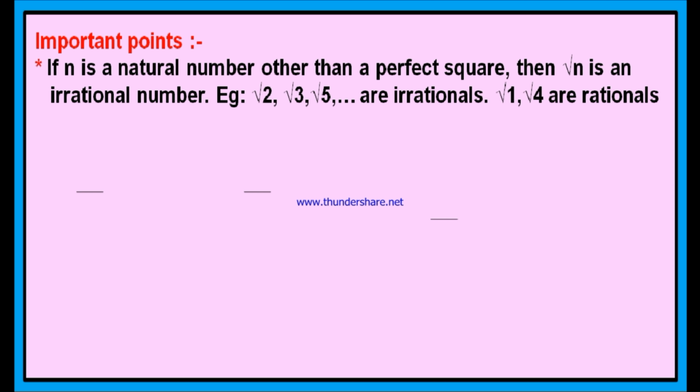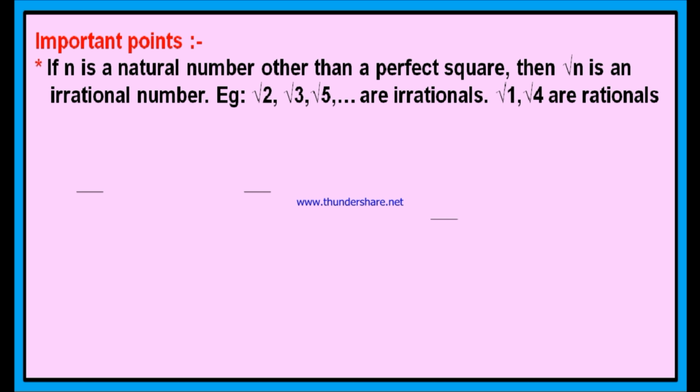We know that non-terminating and non-recurring decimals are called irrational numbers. Therefore, root 2 is an irrational number, root 3 is an irrational number, root 5, root 6, root 7, root 8, all these are irrational numbers. But whereas root 1, root 4, root 9 means these are the square roots of the perfect squares, and those numbers are rational numbers. That is the point.